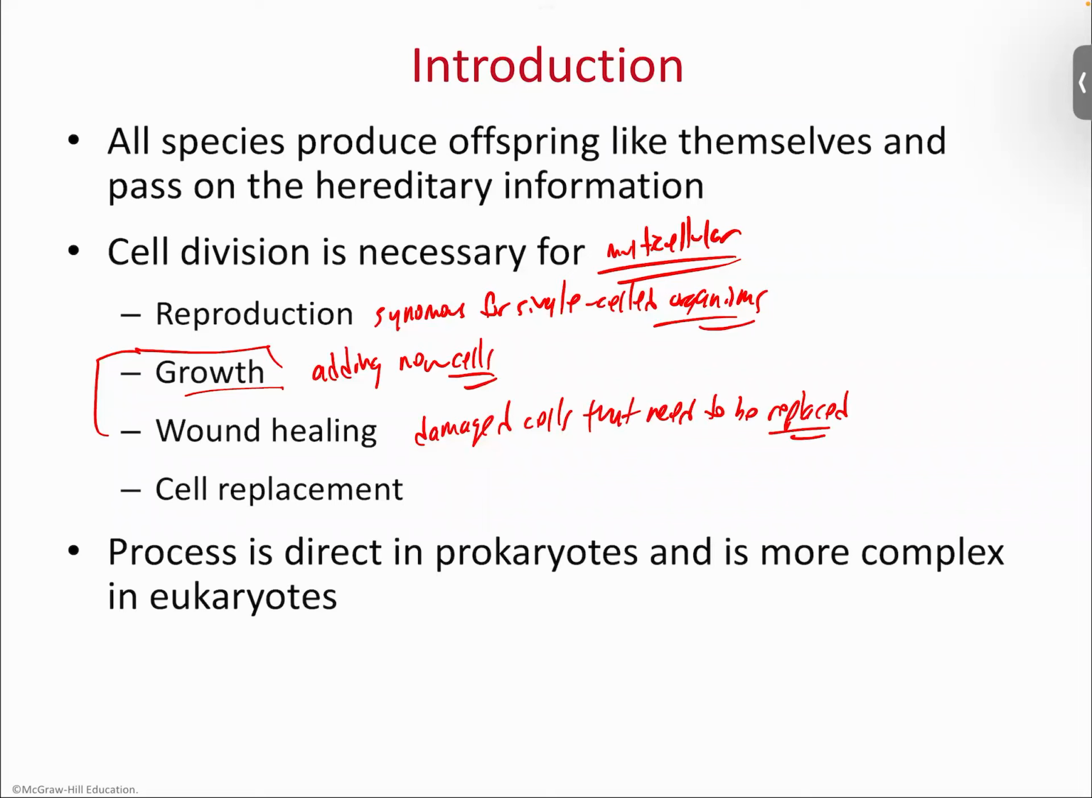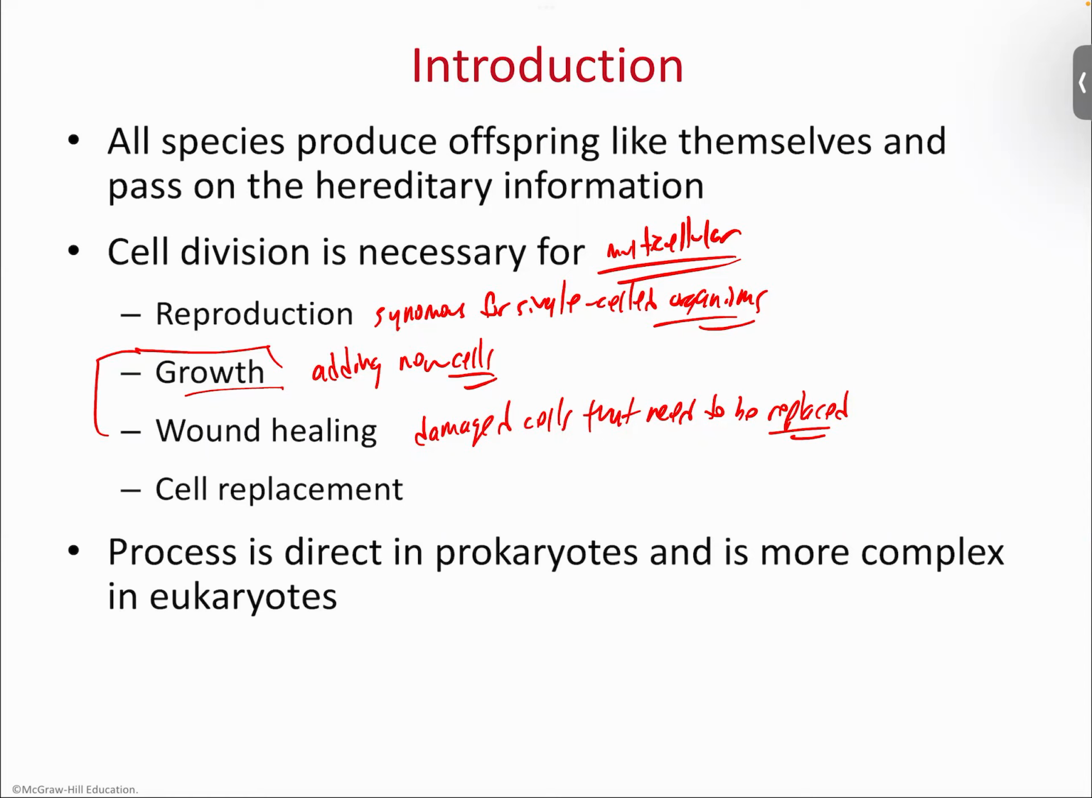And of course, cell replacement. This is just basic normal turnover, right? So you don't have the same cells in your body that you were born with, right? I mean, a lot of your tissues get turned over. By the time you're an adult, you probably have turned over your cells a few times. Okay, so that normal replacement is going to be associated with cell division. So you constantly have to have cell division at work all the time.